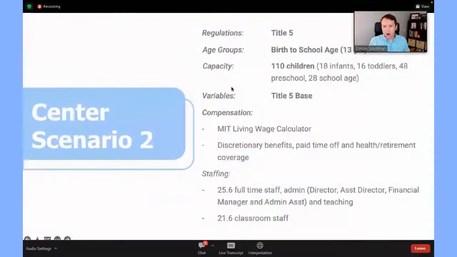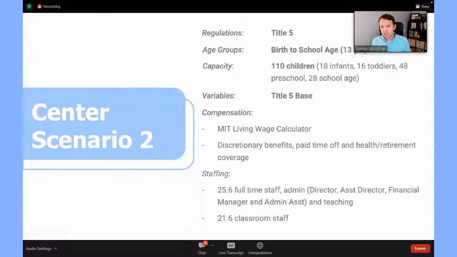So then the next scenario is the Title V scenario. Otherwise very similar, now this is Title V, a birth to school age program. This program serves 110 children. It's actually got 5 classrooms, 18 infants, 16 toddlers, 2 preschool classrooms for a total of 48, and then 1 school age classroom for 28. In terms of variables, it's the Title V base. So when you go back to that earlier purple chart, it's the second column in there.